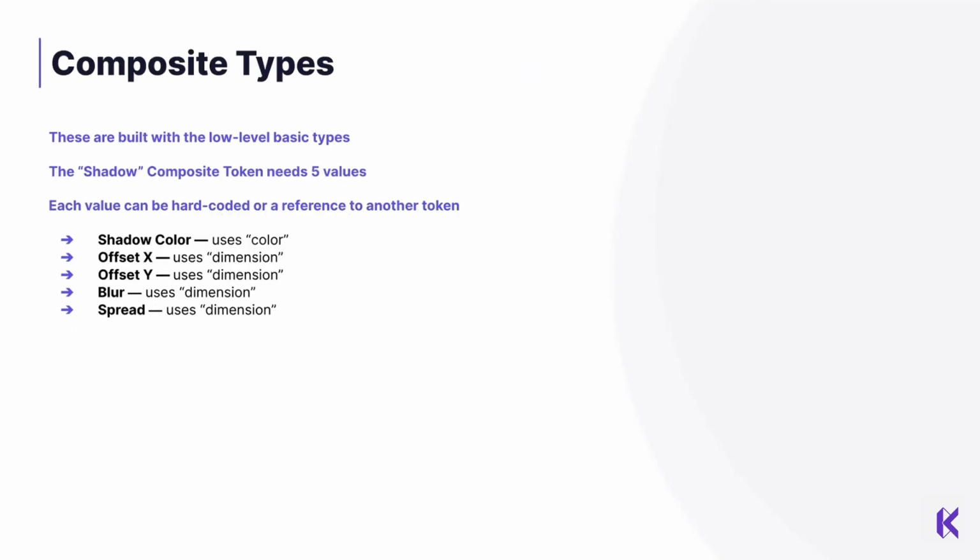Okay, so they have composite tokens in there, and we're going to talk about one specific one, shadow. Composite tokens are built up from those low-level tokens. They can be hard-coded, so if there's a spot for color, it can be a hex code, but it could also reference your primary brand color. You need 5 tokens, no more, no less, to build a shadow: the actual color, which of course is a color, and then 4 different dimensions. Putting these together, you have a complete shadow.